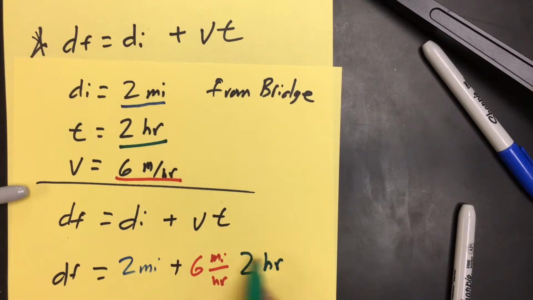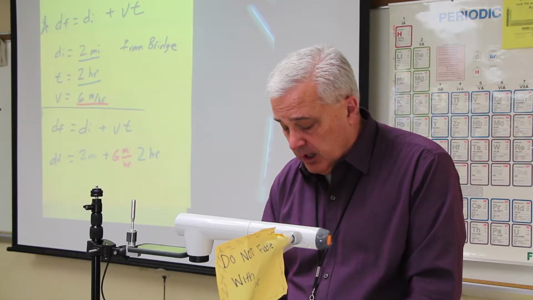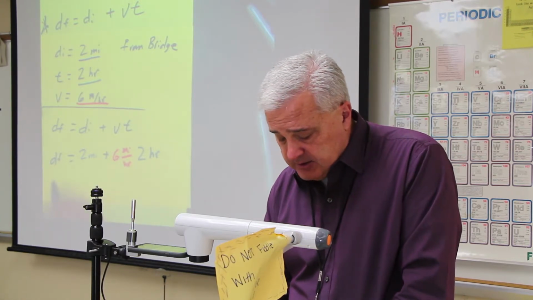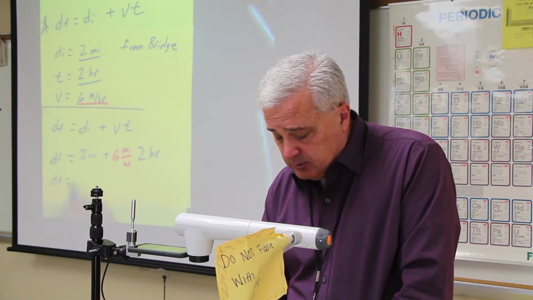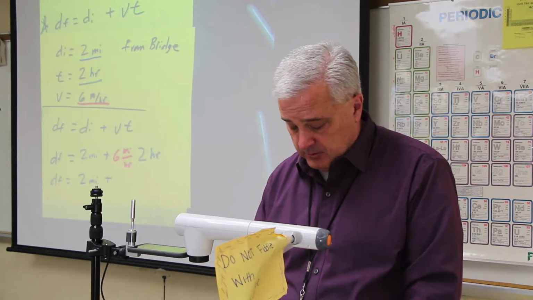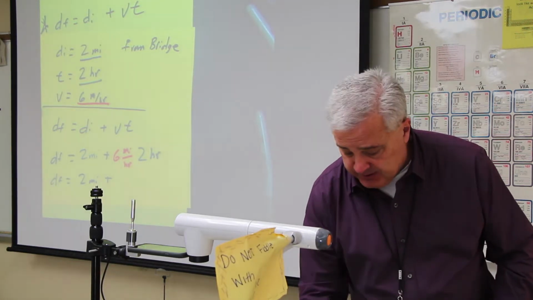So if I multiply my units, I'm going to have mile hours over hours. So the hours are going to cancel, and that's going to give me miles, which is what we want. So I'm going to the next line of the math. D sub F equals 2 miles plus, and again, I'm going to illustrate the canceling.